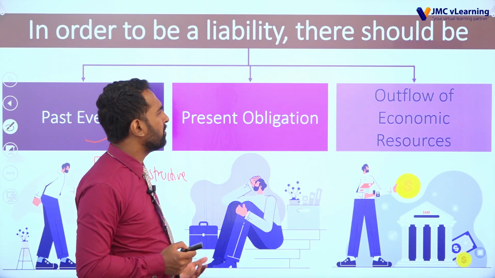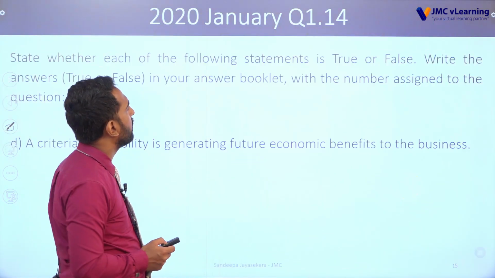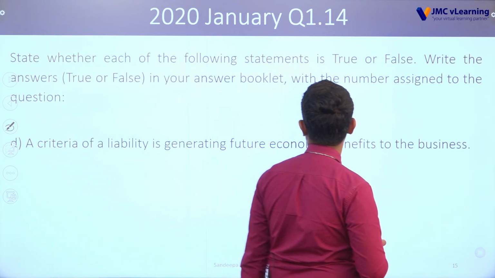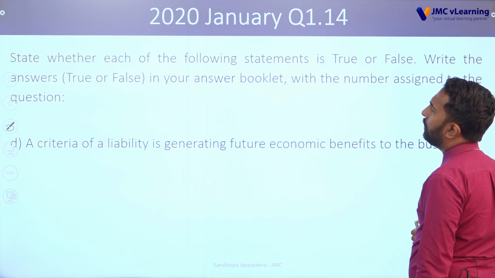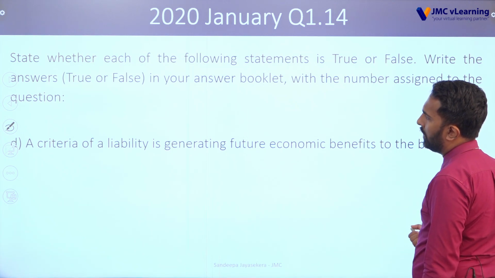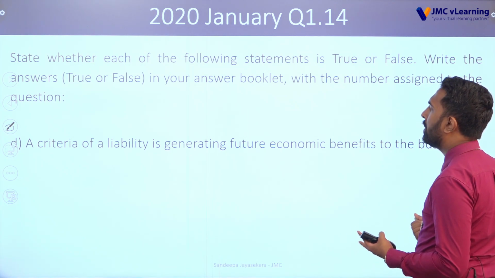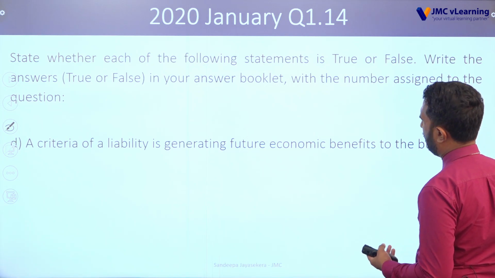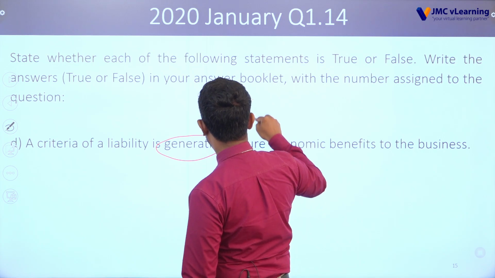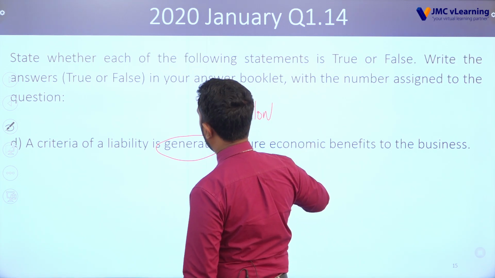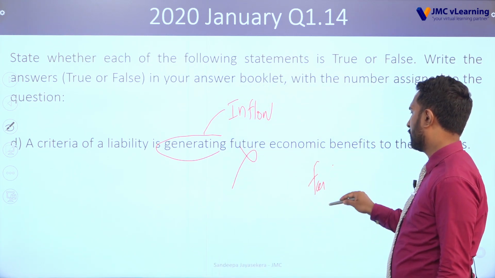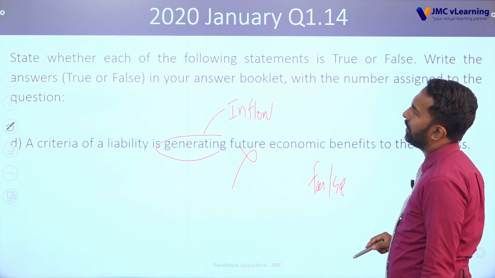Right. Let us take some examples of the classification of liabilities after this question. The 2020 January paper. State whether each of the following statements is true or false. Write the answers in your booklet. A criterion of a liability: generating future economic benefits to the business. Here they are using the word generating. Generating means inflow, no? Liability is not an inflow, it's an outflow. So this is a false statement. False statement. Okay.